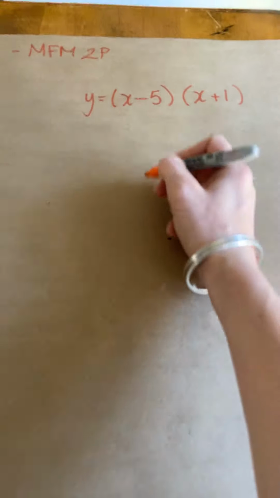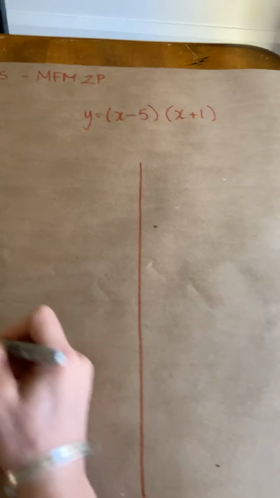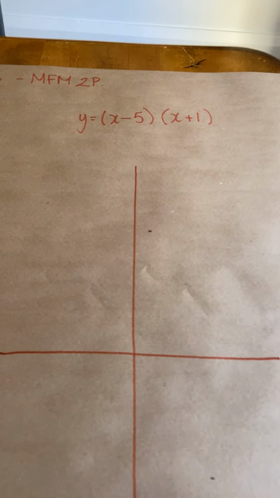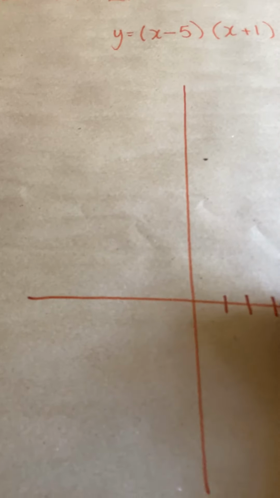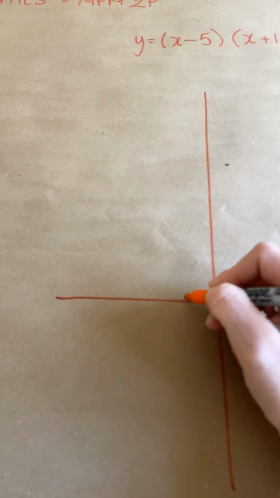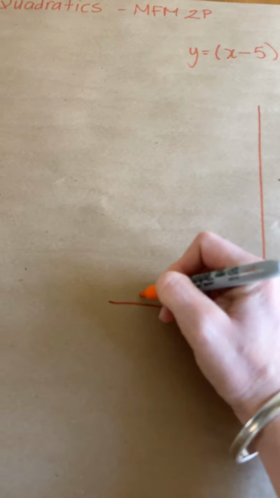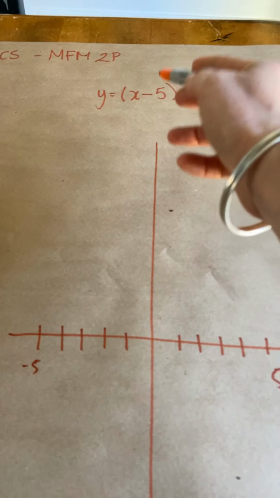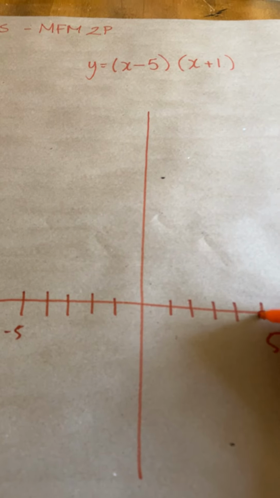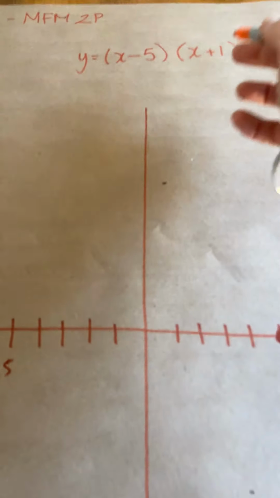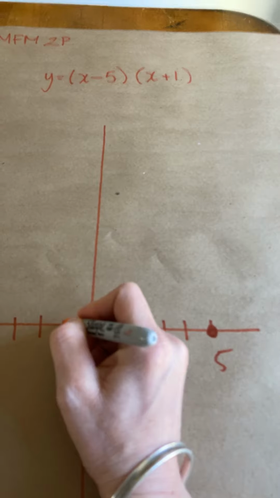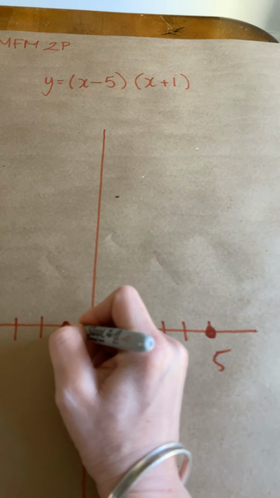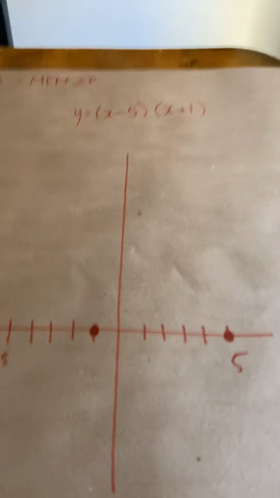Let's try one more, and then you can try some on your own at home. So again, I've got this equation. (x - 5)(x + 1). 1, 2, 3, 4, 5. -1, -2, -3, -4, -5. Okay, so since it says -5 here, I'm going to make my first 0 at +5. And since it says +1, I'm going to make my second 0 at -1. It's the opposite of whatever's in the bracket.